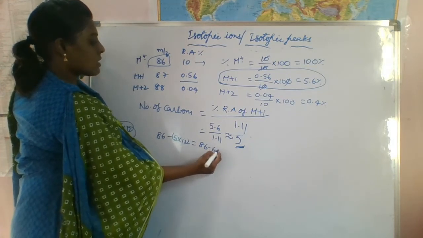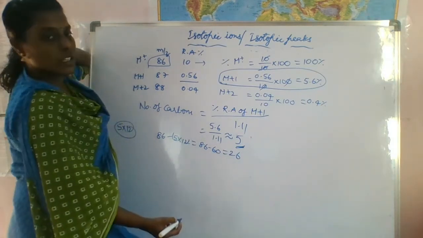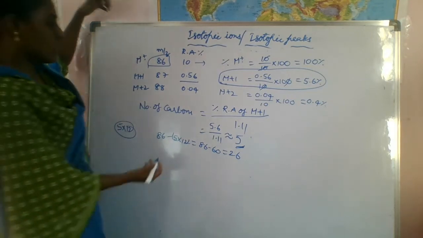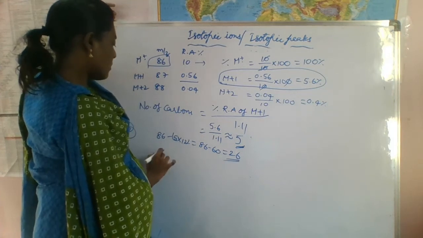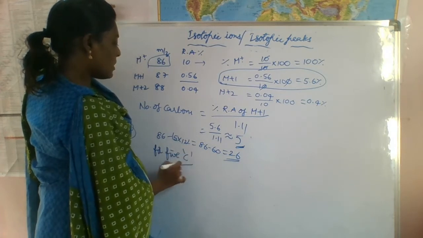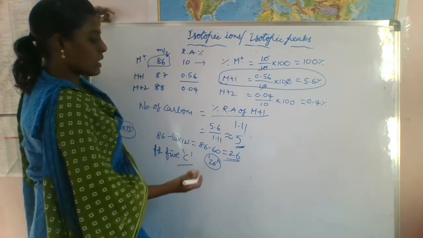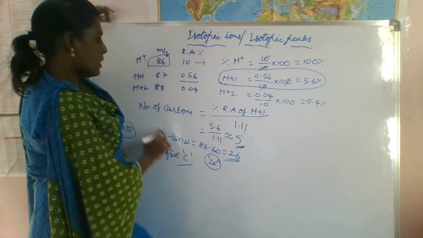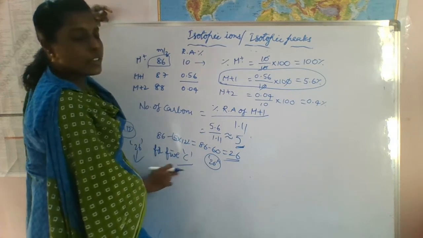86 minus 60, right? So 26 is there. 26 is there, right? So for this, for 5 carbons, remaining 26 mass, we have to calculate what are the elements present for the 26 mass, right? But 26 hydrogens are not possible for the 5 carbons, right?